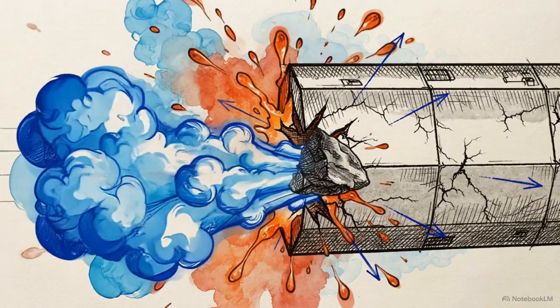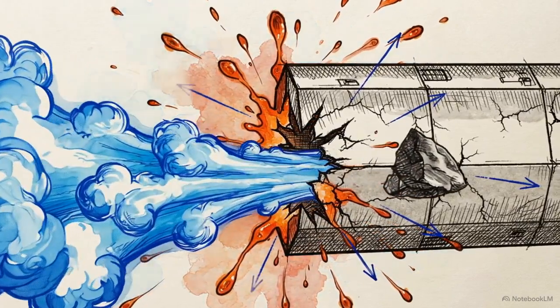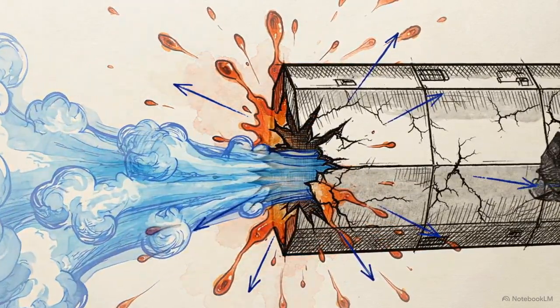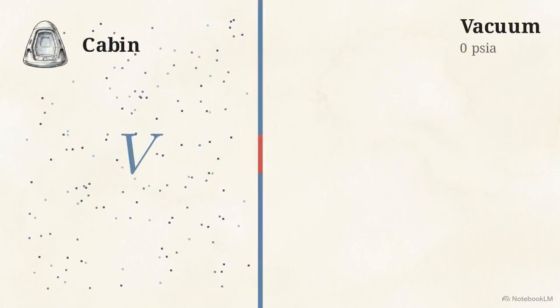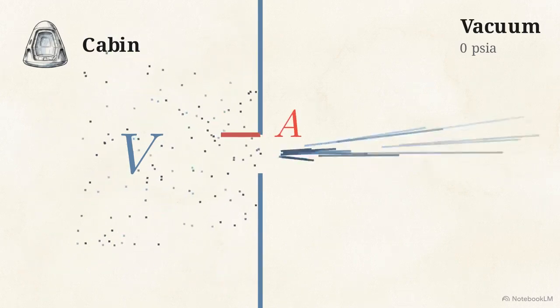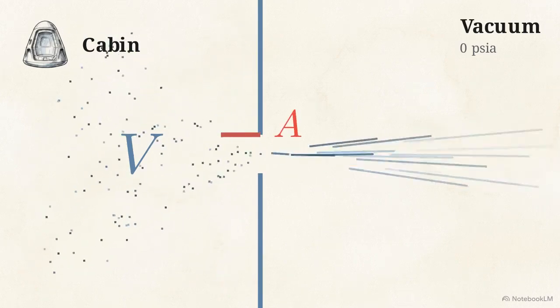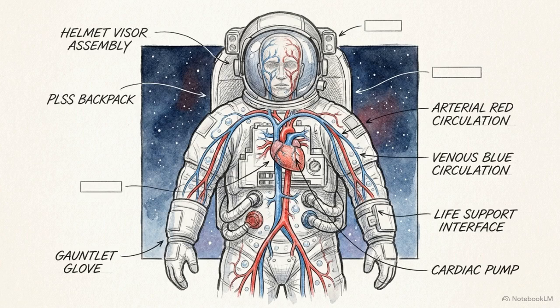A hypervelocity impact punctures the hull, and internal gas violently vents into the vacuum. This is rapid decompression. It is a mechanical failure, driven by the thermodynamics and fluid dynamics of gas escaping through an orifice. The second failure mode occurs entirely inside the human body.